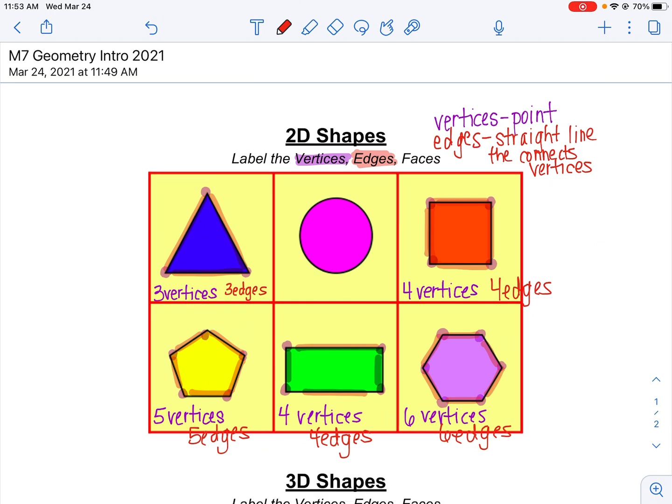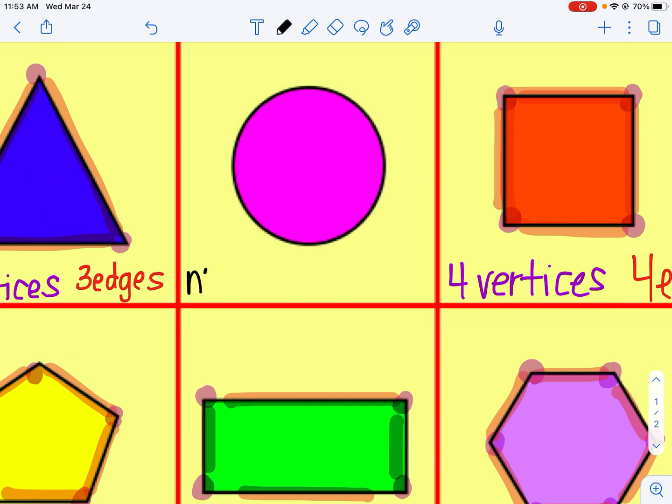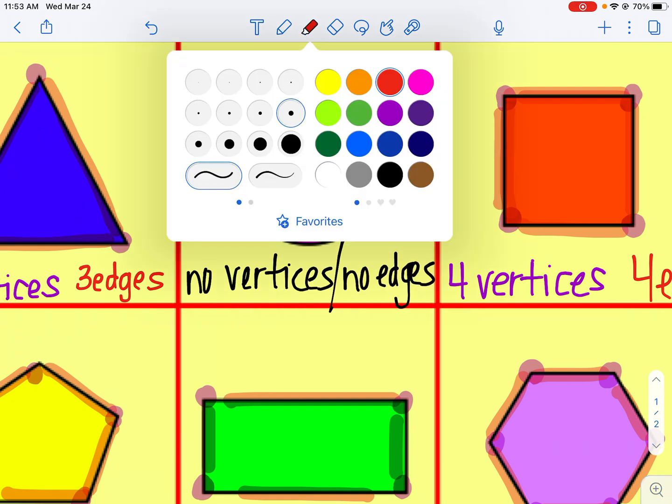If you've noticed, I've done 2 of these, and we have not talked about the circle, because a circle has special properties. It has no vertices, and it has no edges, because there are no straight lines connecting any points.